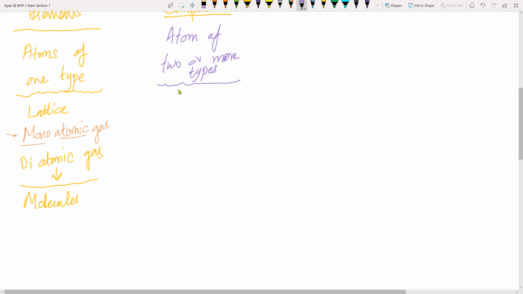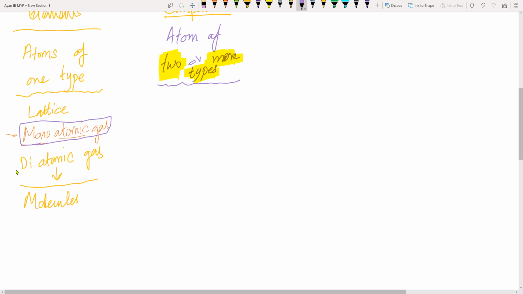Now atoms of two or more types, whenever they join. Here's the problem: since there's a compulsion of having at least two atoms, and they need to be of more than one type, two different elements need to combine together. So in this case, we are not going to have monatomic gases. That's out of the game for one thing, because these are singular atoms. So noble gases cannot come here. They're not compounds, they're pure elements.